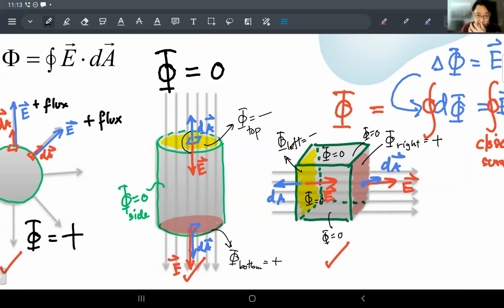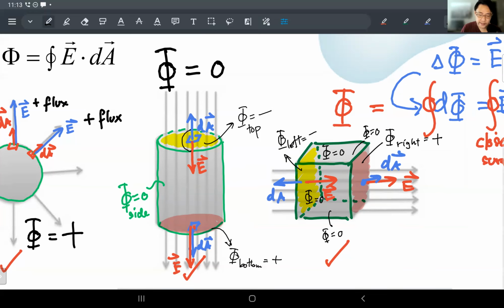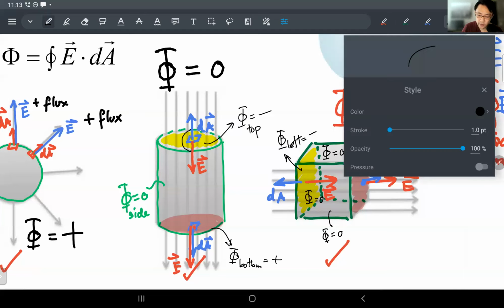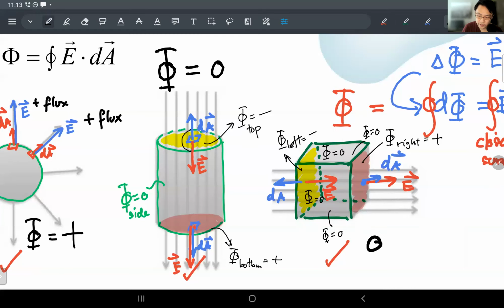But once again, when you look at this, the influx on the left surface and the outflux on the right surface are exactly the same amount because the electric field has the same magnitude. So what you can conclude once again is that the net flux in this case is supposed to be zero one more time.